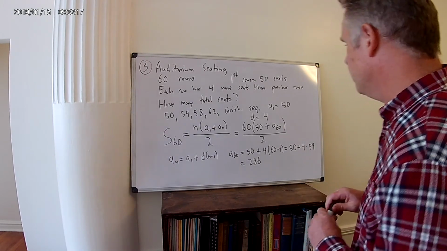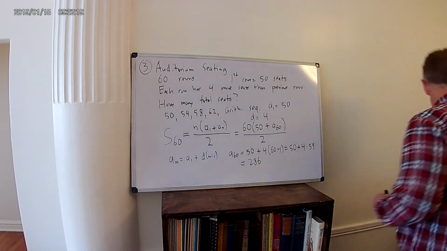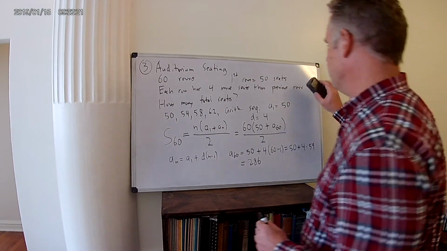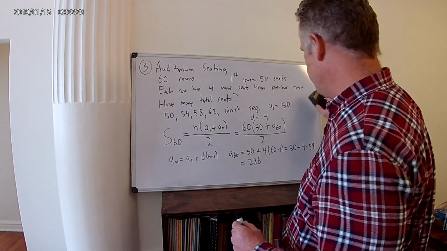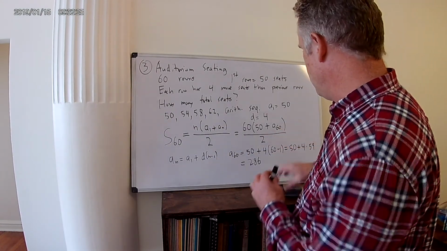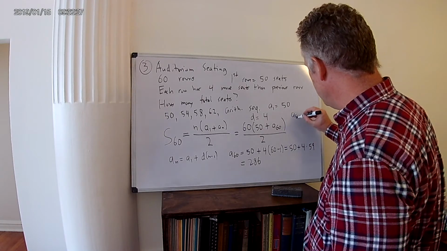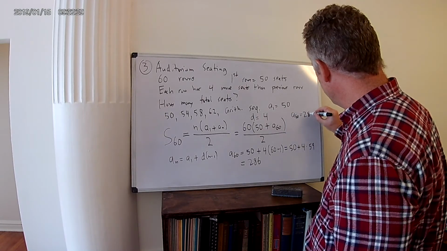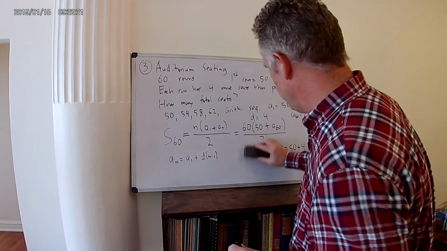So now, knowing that, I'm going to need to find a little more room here, so I'm just going to erase this. We got this formula. I know now that a sub 60 equals 286. I'm just going to erase what's below this.